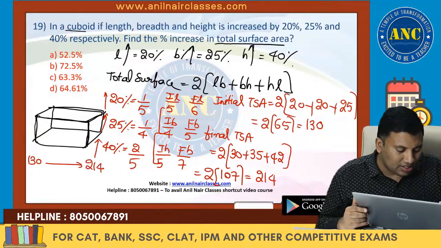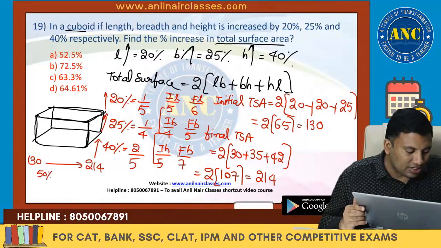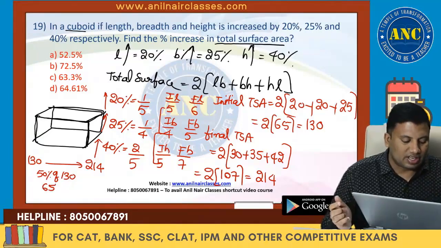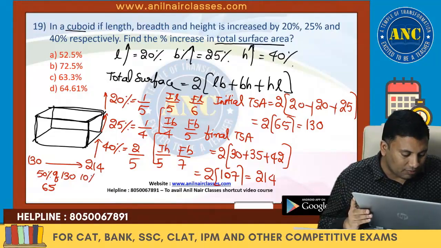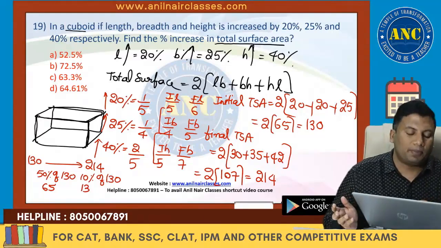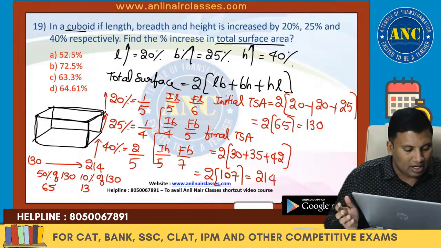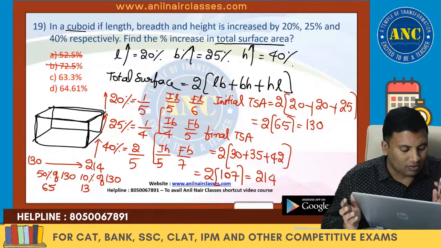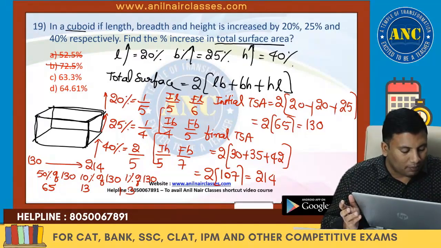Final value is 214. Now if you observe, 50% of 130 is half, 130 plus 65, 195. Suppose again extra something is remaining. 10% of 130 is 13. 65 plus 13, 78. 78 plus 130, 208. It is coming closer. Next one, 1% of 130 is 1.3.